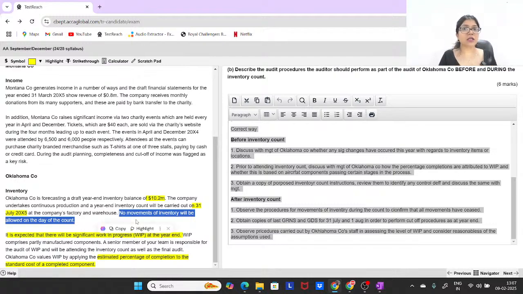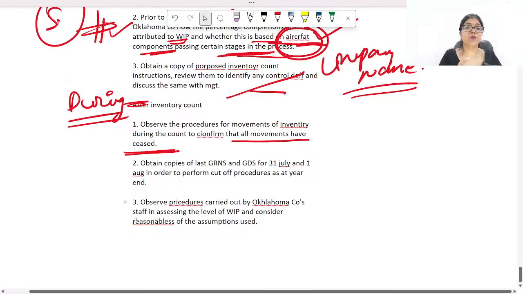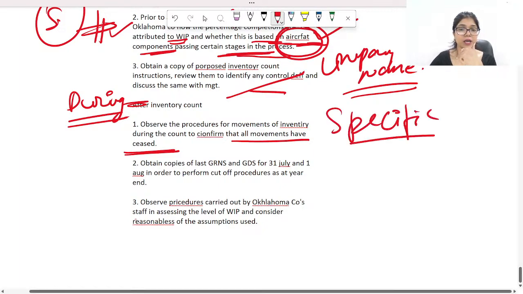Right? So as an auditor, I will be observing whether on that day they have ceased all of it or not. Right? So this is one case specific, specific substantive procedure which you can write. Right? So here again I have not written the name of the question. You can definitely include that also. Right?